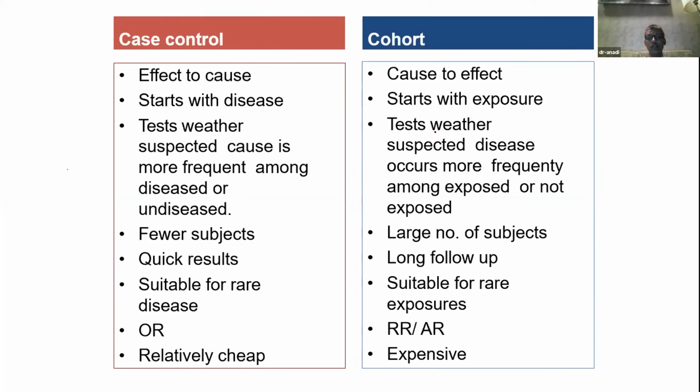Case control gives a quick result. Cohort needs a long follow-up, and is suitable for rare exposures. Case control gives the odds ratio. Cohort gives relative risk or attributable risk. Case control is relatively cheap and cohort is relatively expensive.